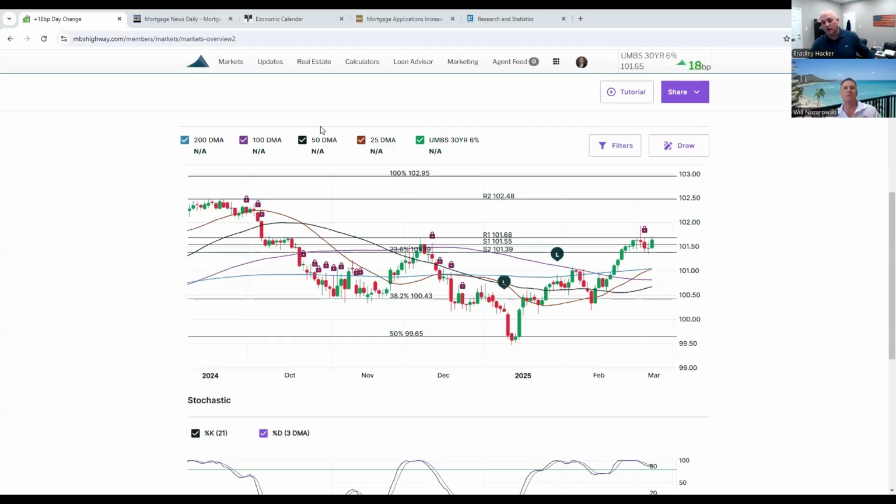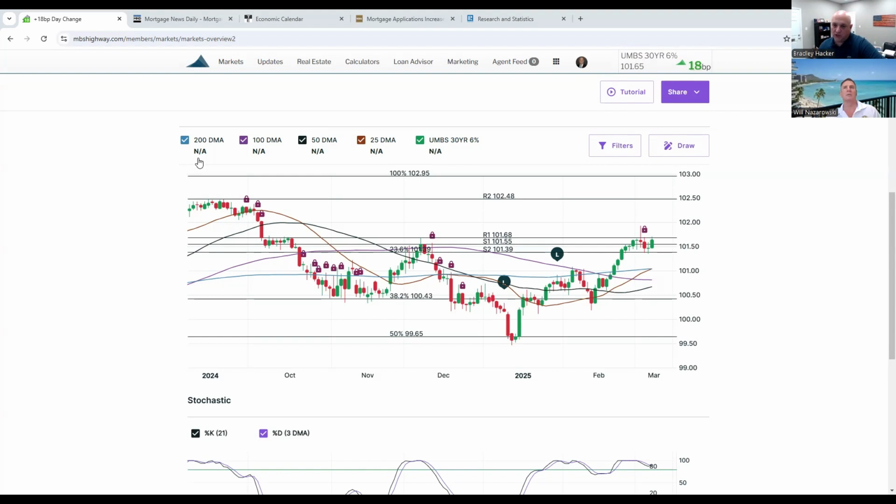First thing that we want to look at is just simply what's going on with mortgage interest rates. So this is your mortgage-backed security chart. How it works is as the cost of the bond goes down, rates go up. As the cost of the bond goes up, rates go down. So this is the last 6 months.